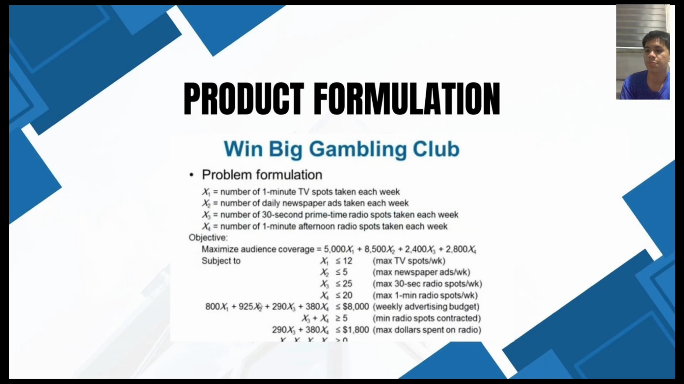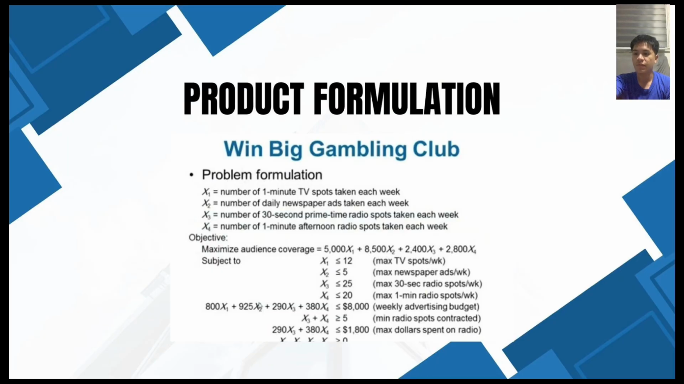Then next is problem formulation. Here we use variables such as x1, which represents the number of 1 minute TV spots taken each week. Then x2 is equal to the number of daily newspaper ads taken each week. Then x sub 3 is the number of 30-second primetime radio spots taken each week. Then x sub 4 is equal to the number of 1 minute afternoon radio spots taken each week.